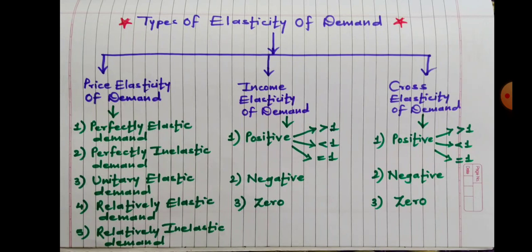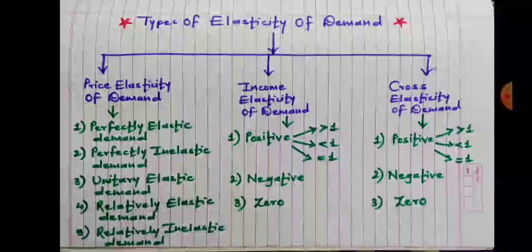Now there are three types of income elasticity of demand. Number 1, positive income elasticity of demand. Number 2, negative income elasticity of demand. And number 3, zero income elasticity of demand. So positive income elasticity of demand is again divided into three subtypes. Number 1, greater than 1. Number 2, less than 1, and number 3, equal to 1.